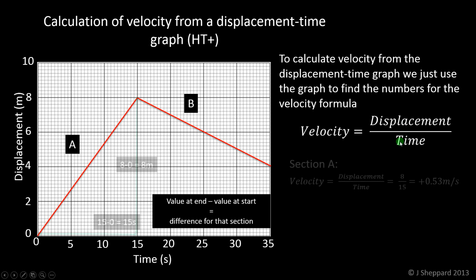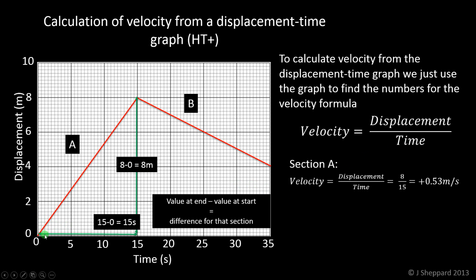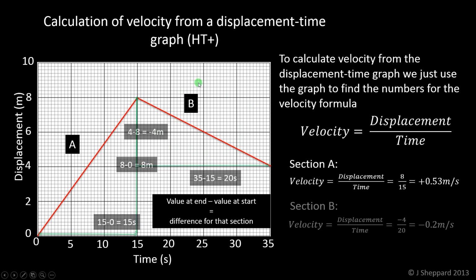Okay, so we do the same kind of thing. Section A here, well, 15 seconds and a change in displacement of 8 meters gives us plus 0.53 meters per second, and it's plus because our displacement has increased during section A. Now, during section B, our displacement has decreased, so we're going to have a negative velocity.